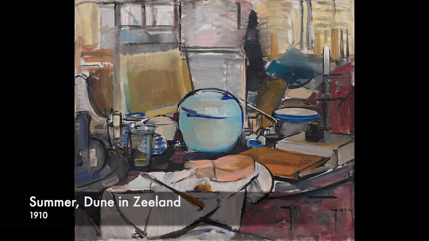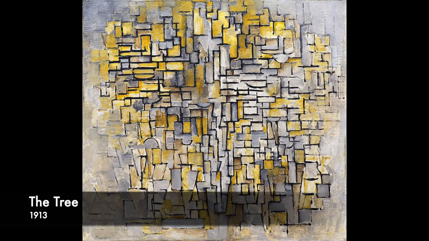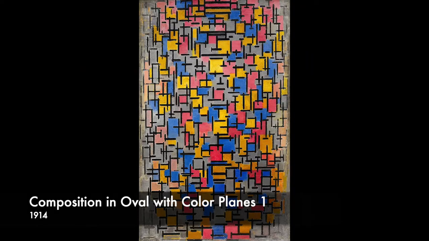He then began to experiment with cubism, noted for its geometric shapes. Mondrian is quoted saying, "Art is higher than reality and has no direct relation to reality."